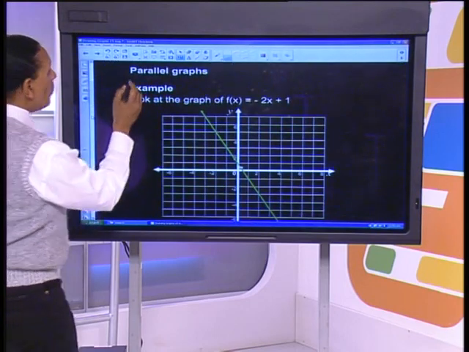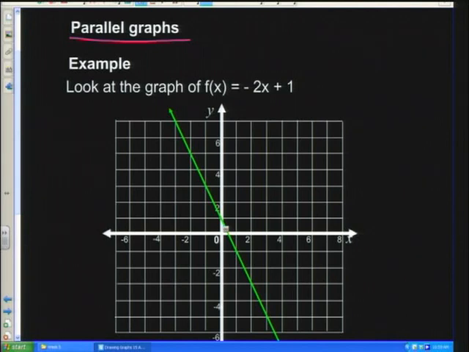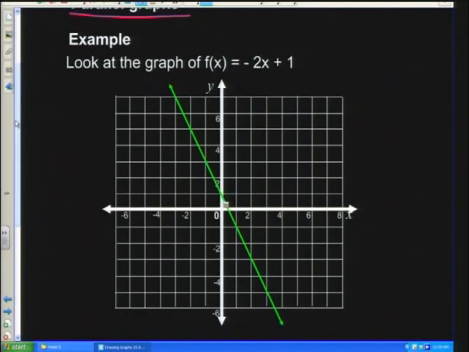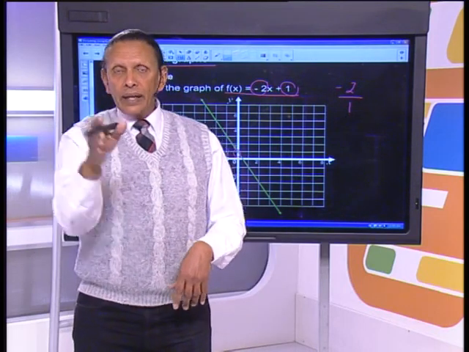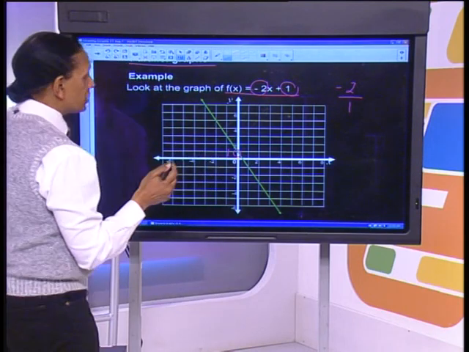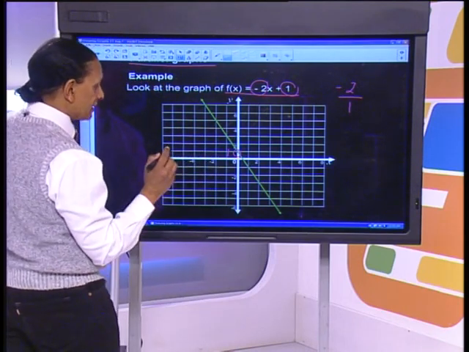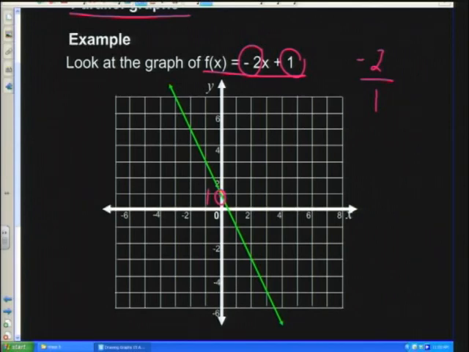Now we're going to look at parallel graphs. Graphs which are parallel. Right. Let's look at this equation. Minus 2x plus 1. You'll notice 1, if you remember from the previous lesson, 1 is the y-intercept. And minus 2 is the gradient. Remember, guys, negative 2 over 1 is your gradient. Remember, 2 is your change in y, and 1 is your change in x, if you remember. So it is 2 over 1. That is the gradient.